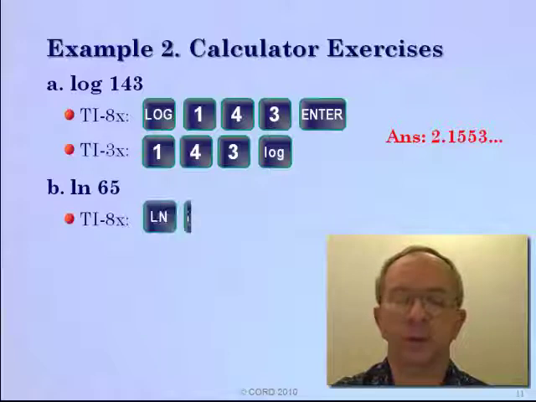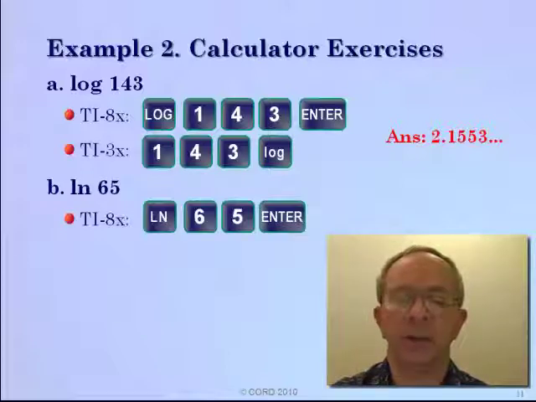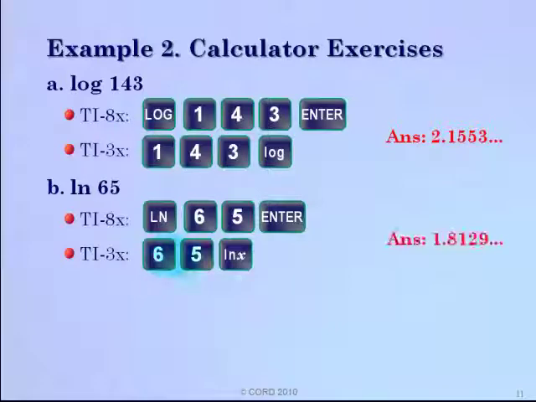If we want the natural log of 65, on the TI-80 series, you press the log function, then 65 and enter. Whereas on the TI-30 series, you're going to go 65 and then the log function, and the answer will be 1.8129.